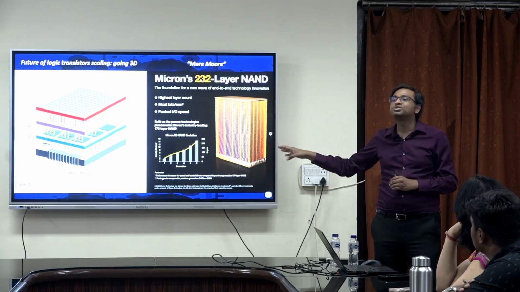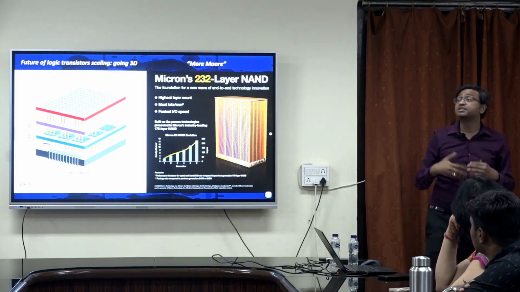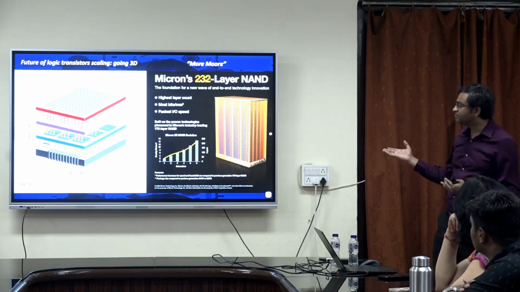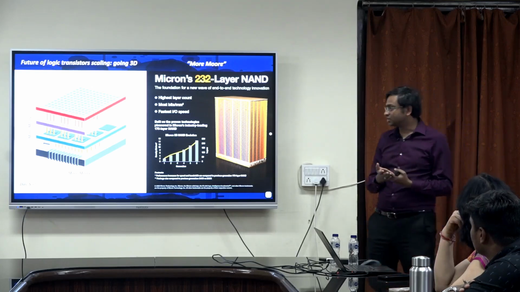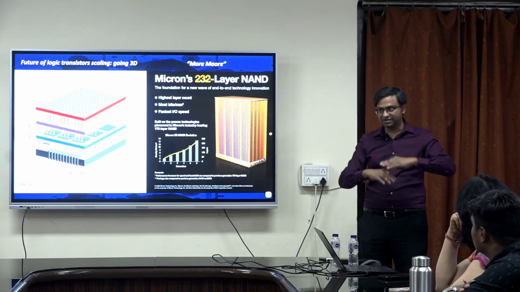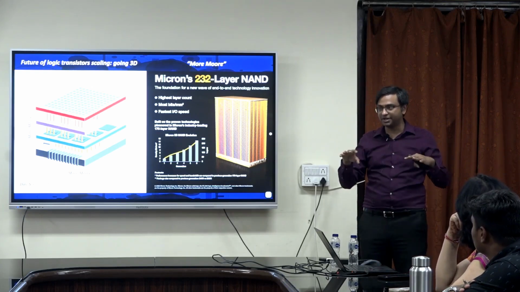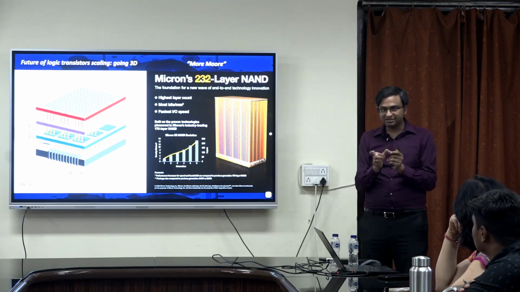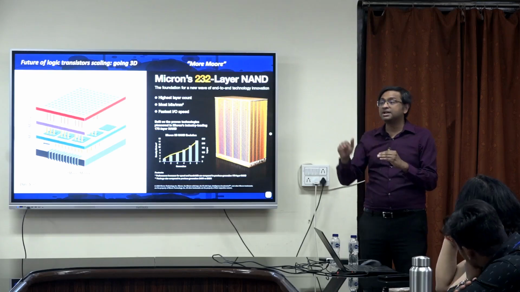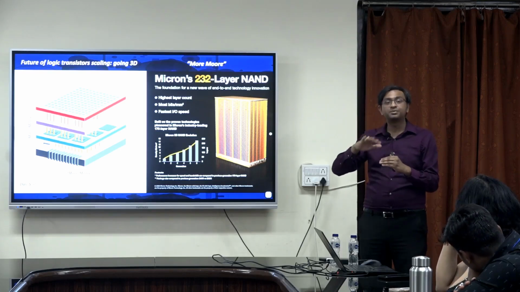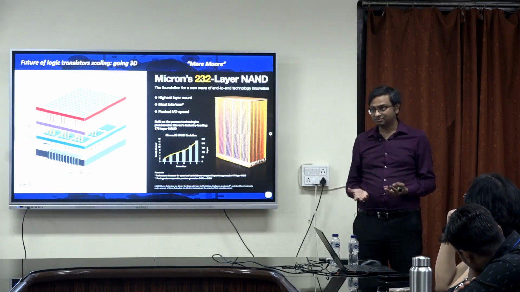Because we could not do 3D integration with silicon devices. Why? Why could we do it with memory, but could not do it with logic? Because once you have the first tier of devices, since silicon is grown at a very high temperature and then you make these devices, if you want to do another tier of silicon on top, you have to again increase the temperature, right.